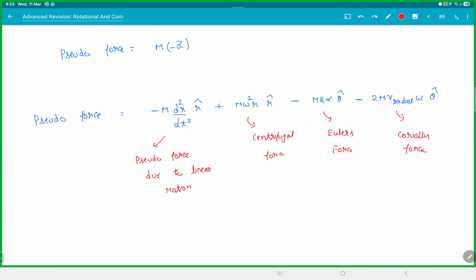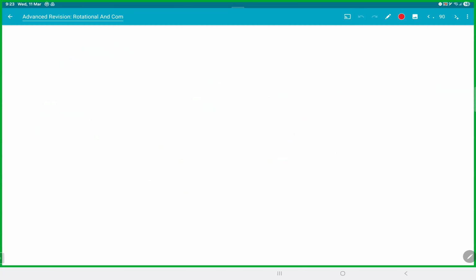Clear with this? So let me ask you a question. Say, let's do this one. If you got this, you understood the basic idea of what is pseudo force. Standard question: we have a big disk rotating.